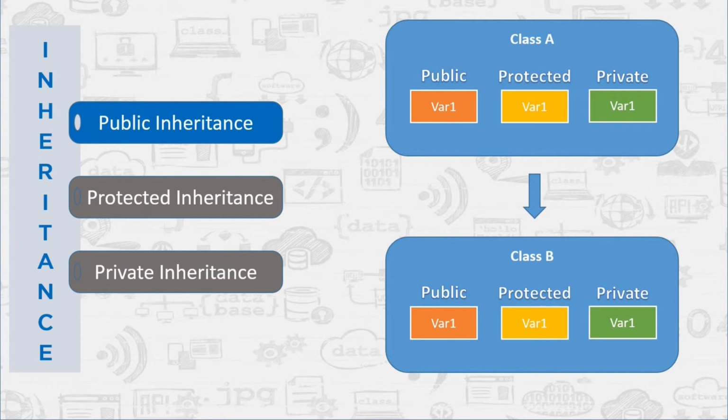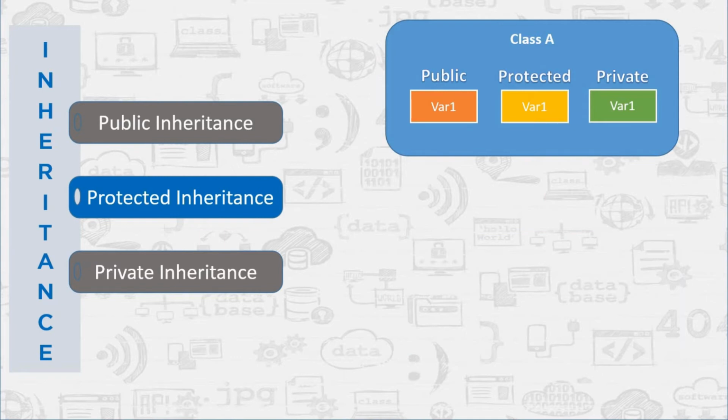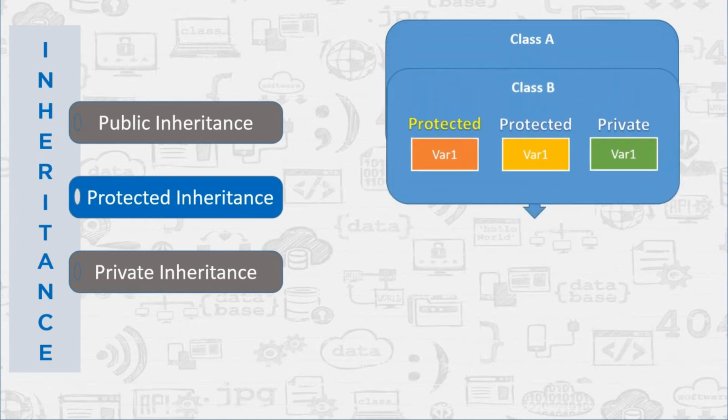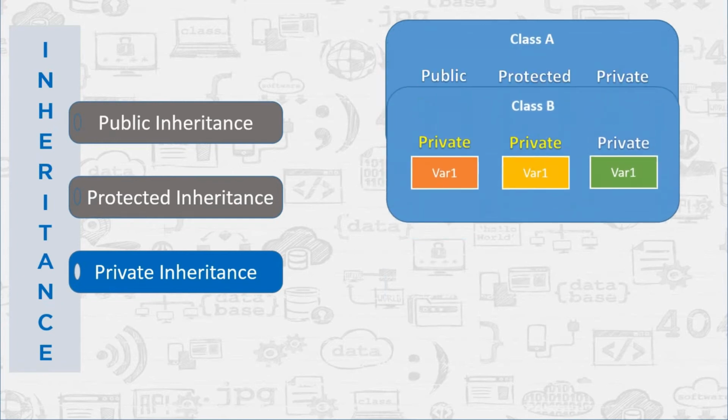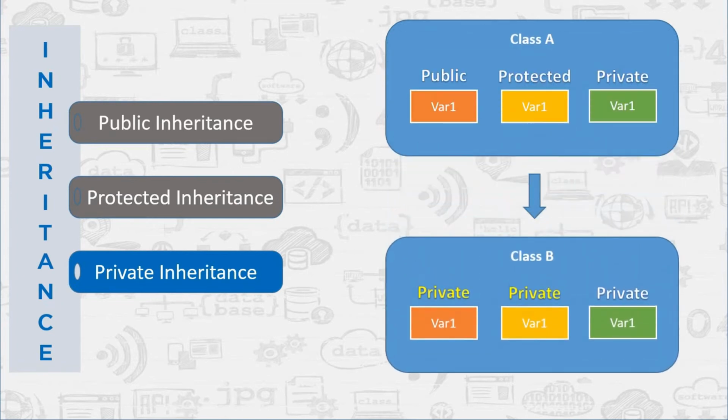Now, the next mode of inheritance is protected inheritance. In this type of inheritance, the public attributes are going to be protected in the child class, but the others are going to stay as they are. Finally, private mode of inheritance. In this type of inheritance, the public attributes and the protected attributes both are going to be private in the child class, because we have inherited with private mode.